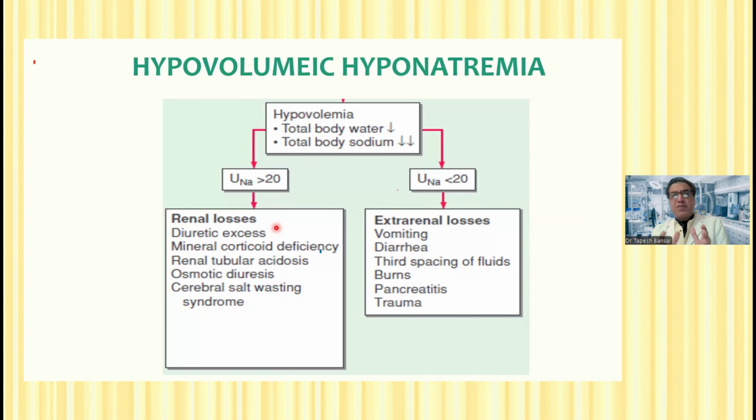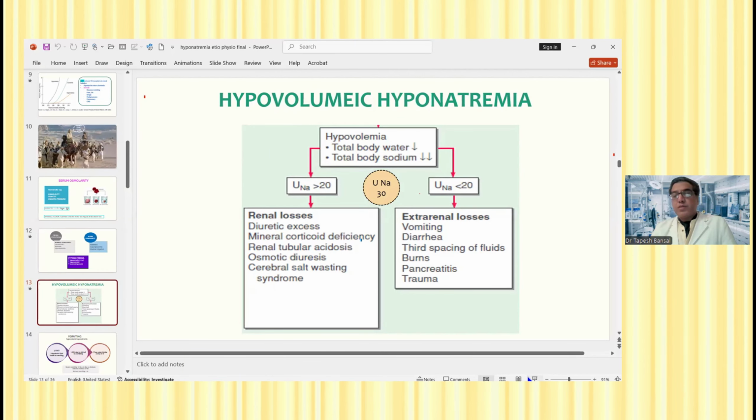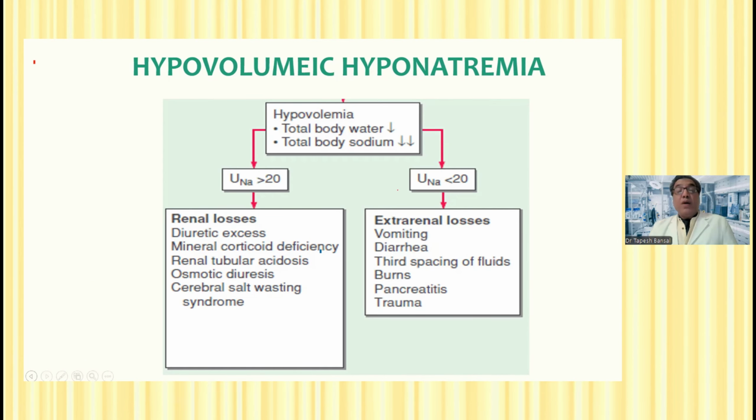Now moving on to more specifics, this is the flow chart for hypovolemic hyponatremia. In hypovolemia, total body water is decreased, but total body sodium is decreased much more, like I showed you in the beginning. So here, if you want to go into the specifics, you have to send the urine sodium. The cutoff earlier was urine sodium more than or less than 20, now it is 30. Urine sodium more than 30 or less than 30.